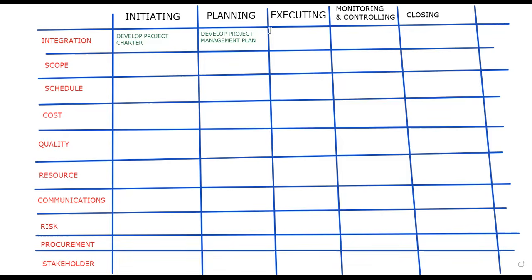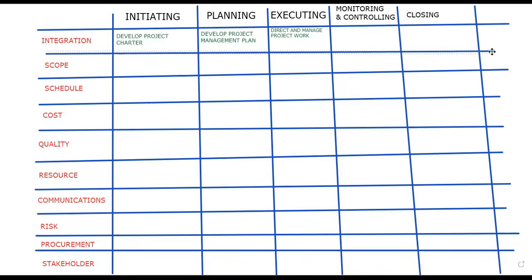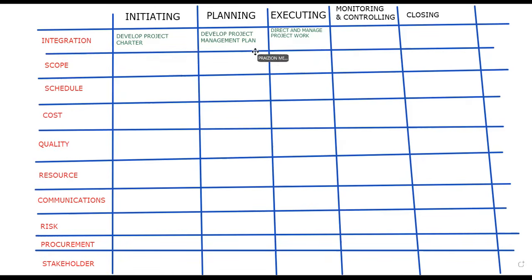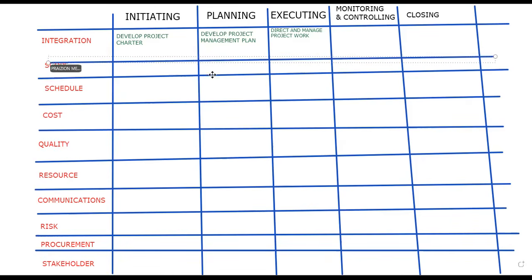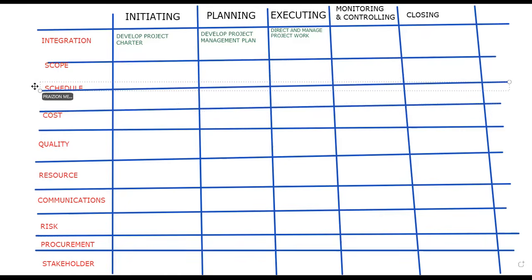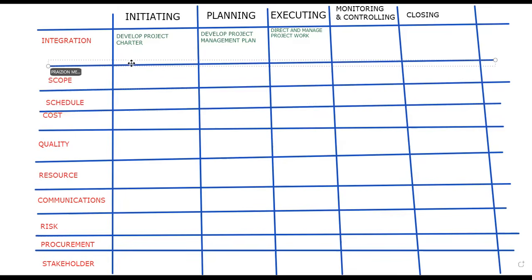Then we go into execute. I'm going to make it even smaller here. We have a process known as direct and manage project work. And that involves you, the project manager, directing and managing the work for the project. Okay, let's move this down because we're going to need more room. We got a lot of processes in scope. So I'm going to move these down just so that they can fit.